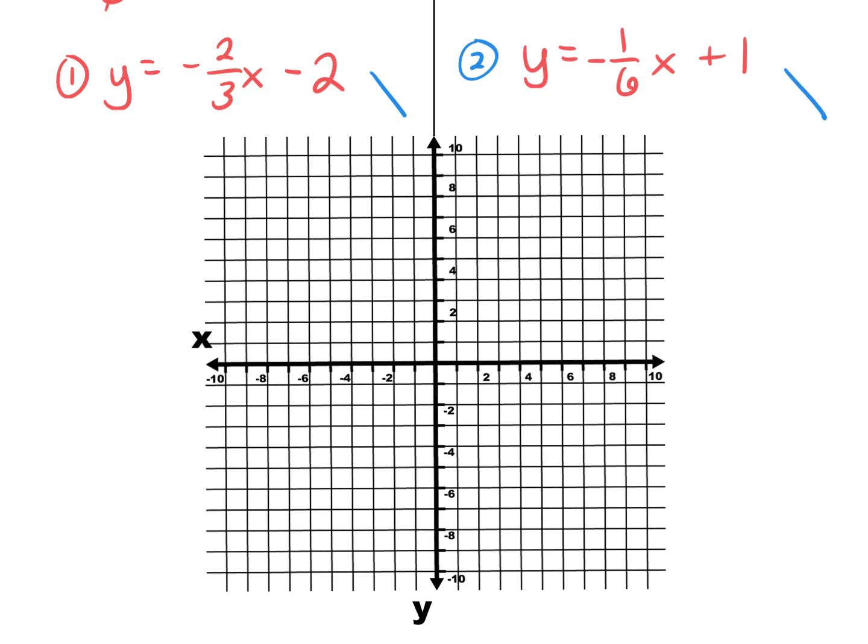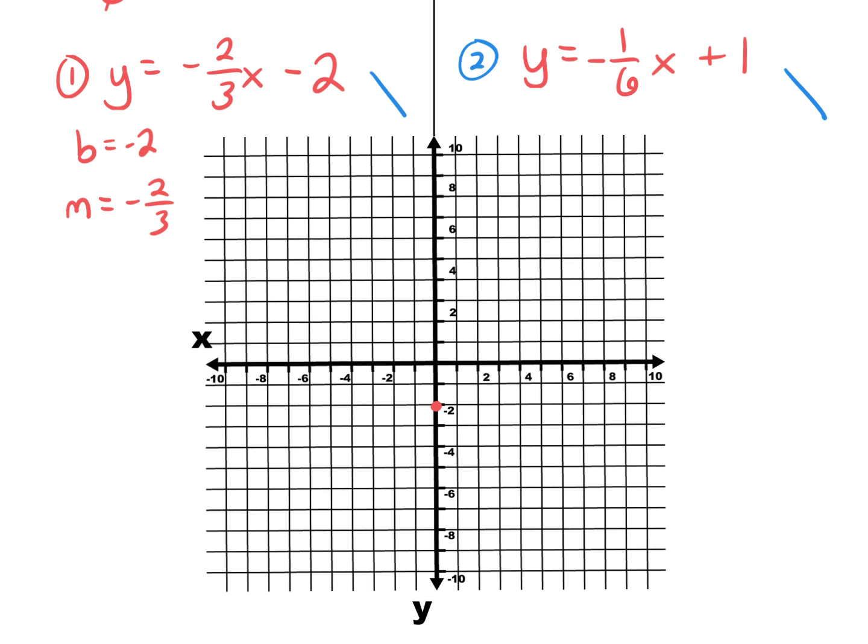All right, plotting the first one, what's my starting point on equation 1? Yep, b is negative 2. Am I talking about the x or y-intercept? Y-intercept, so we're always going to start on the y-axis. Where do I get all my other points from? Yep, the slope, negative 2 over 3.